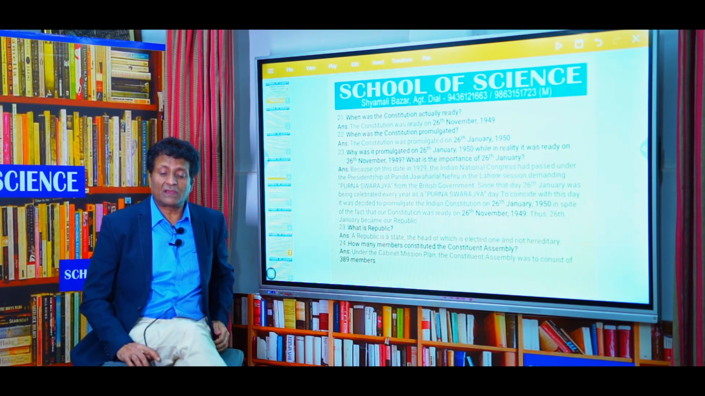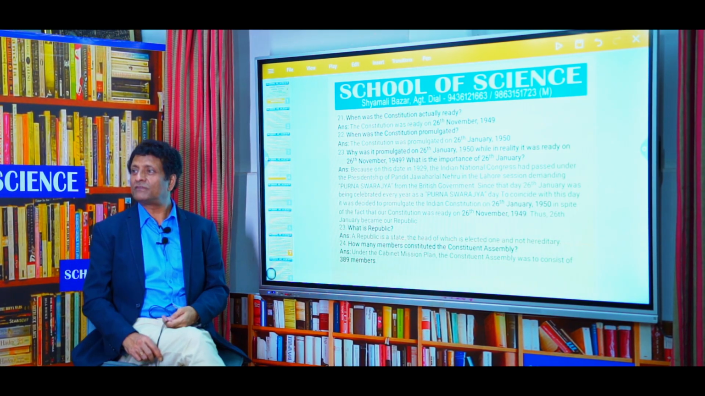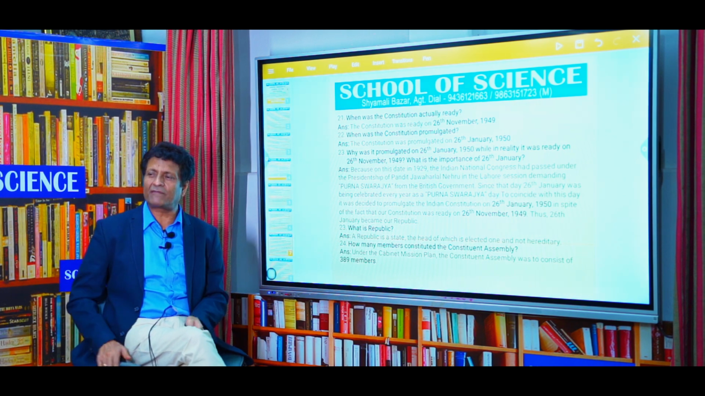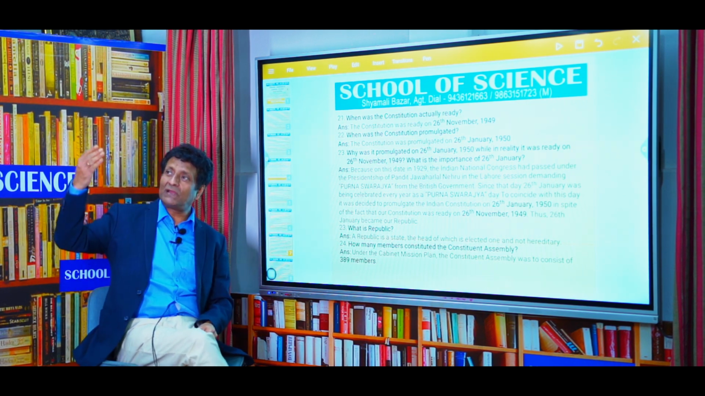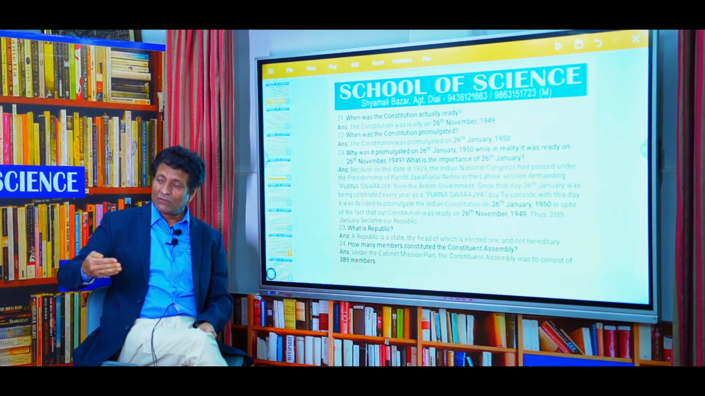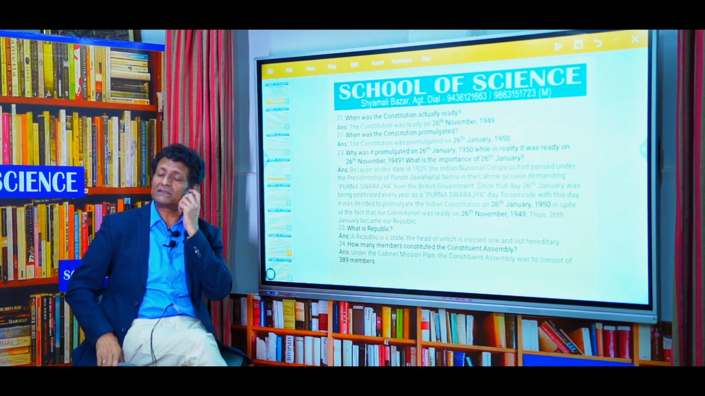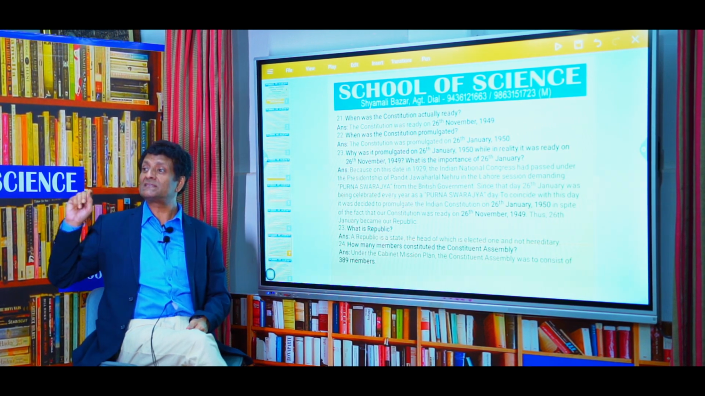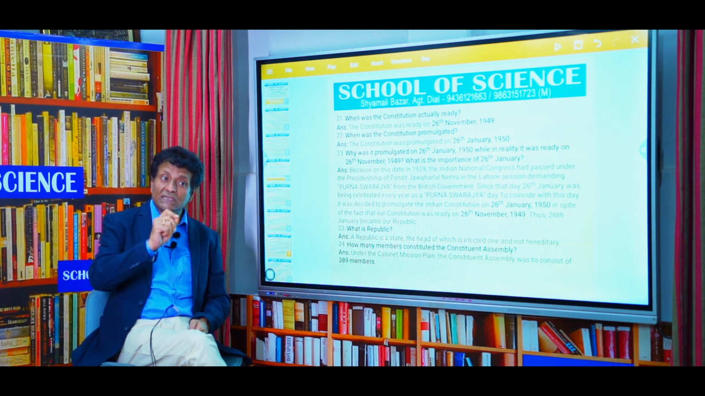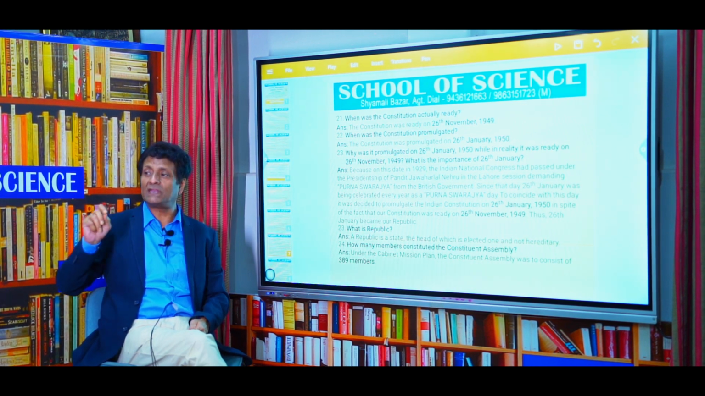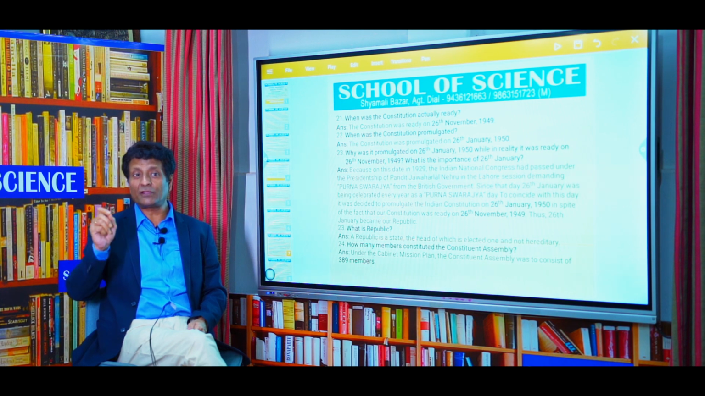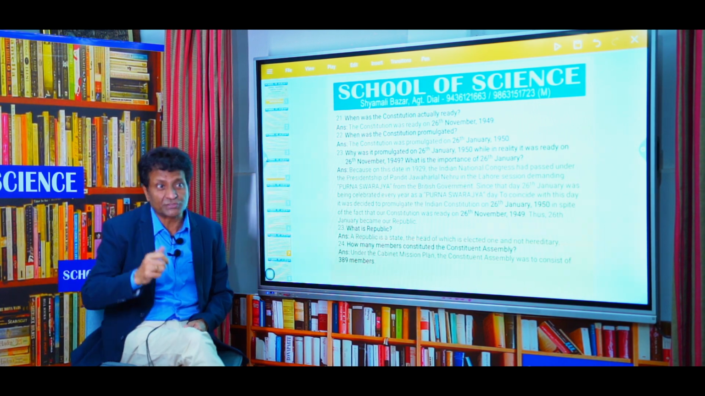Suppose you are going through the preamble to the Constitution of India, which almost all of you have read. While going through the preamble, you will find that at the end of the preamble is written: in our Constituent Assembly, this 26th day of November 1949, do hereby adopt, enact and give to ourselves this Constitution.